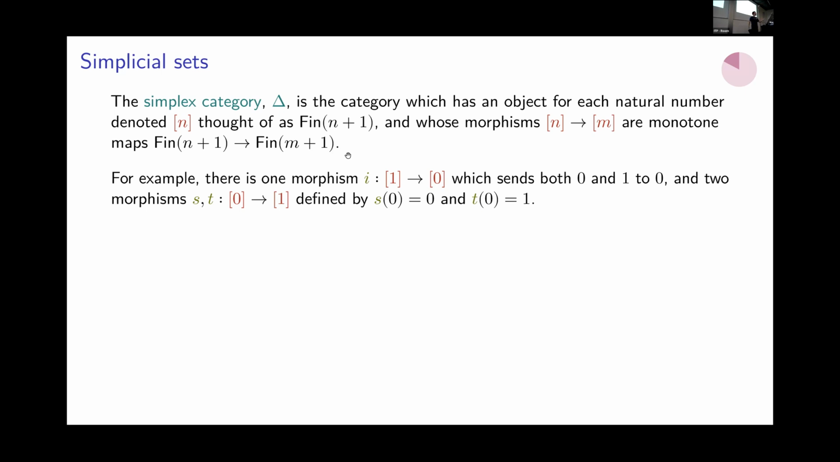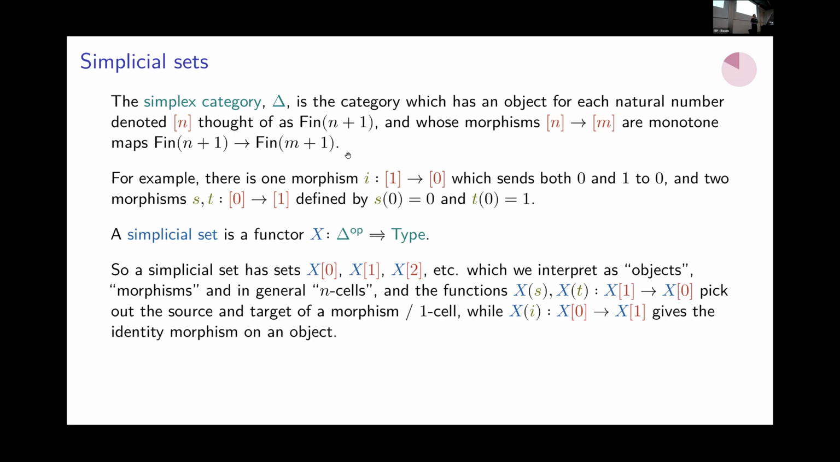So for example, there's exactly one morphism from 1 to 0. That's the one that sends both 0 and 1 to 0. And there are two morphisms that go from 0 to 1. There's one that sends 0 to 0, and the other one that sends 0 to 1. I'm calling them S and T here for reasons that will be important later.